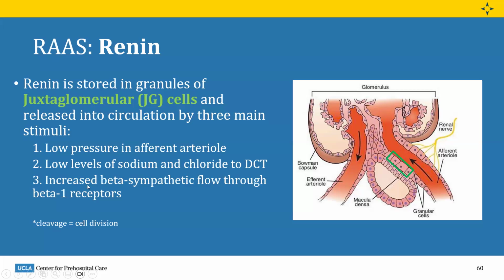And then part three, increased beta sympathetic flow through our beta 1 receptors. That just means that our sympathetic nervous system is also going to activate that, right? I know we said earlier that our parasympathetic nervous system is going to promote digestion, promote urination. Well, this is going to promote reabsorption of fluid, reabsorption of salts and vasoconstriction, right? So our sympathetics is also going to influence our JG cells to produce renin. Okay, that's just 3 little areas.